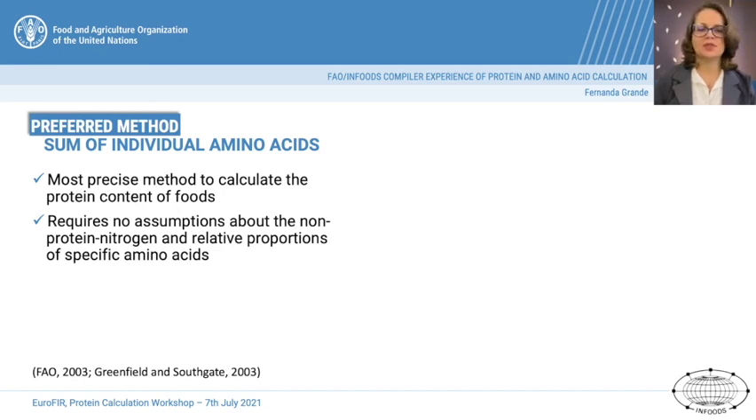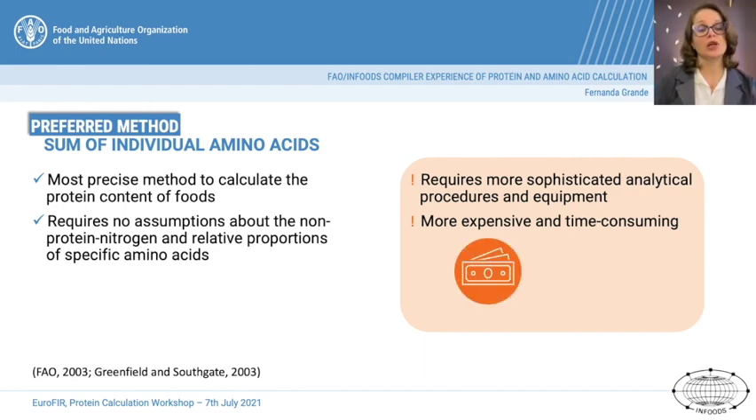And these are the problems with the use of the nitrogen and the conversion factors which we are going to discuss. But on the other hand, its disadvantage is that it requires more sophisticated equipment than the methods to analyze total nitrogen, so it may be not feasible for many laboratories. And also, experience with the method is important, especially for some amino acids such as tryptophan that are more difficult to analyze. So these are the main reasons why this method is still not widely used in food composition tables.